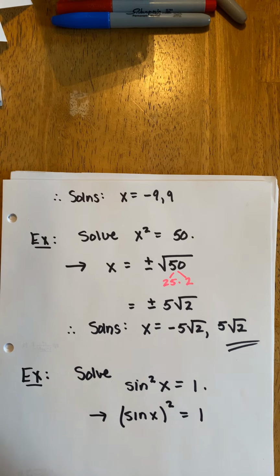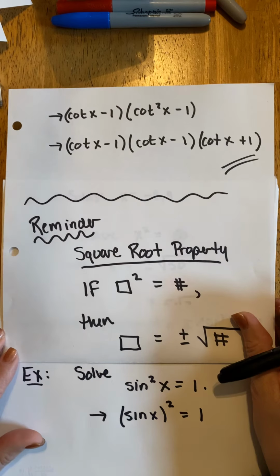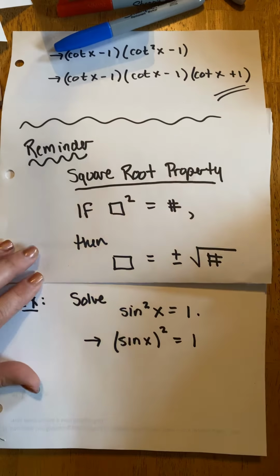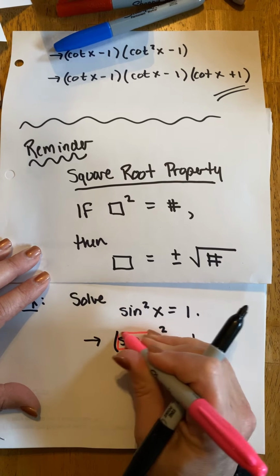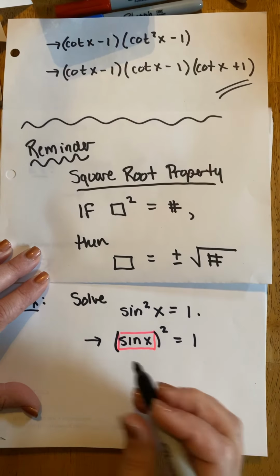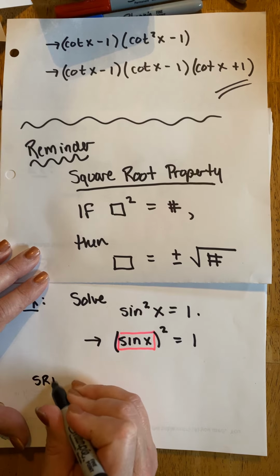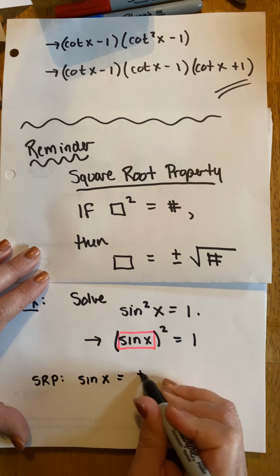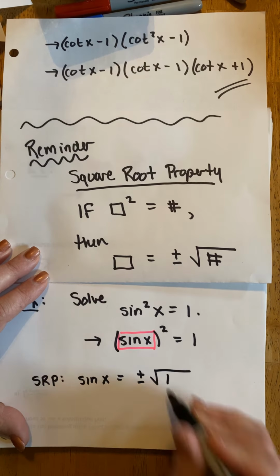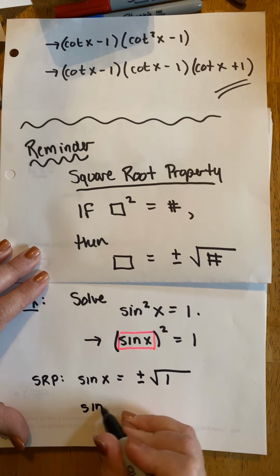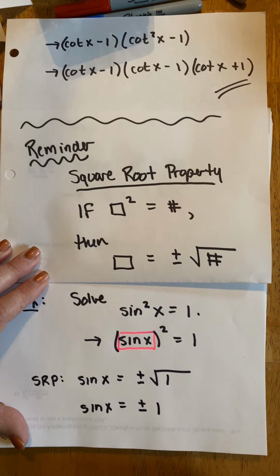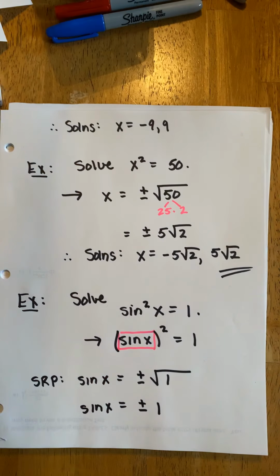So we have something squared equals a number, so we can apply the square root property here. What I'm squaring is the sine. So if the sine squared equals 1, then by the square root property, the sine of x equals the positive or negative square root of that number. So in other words, the sine of x is equal to the positive or negative square root of 1, which is 1.